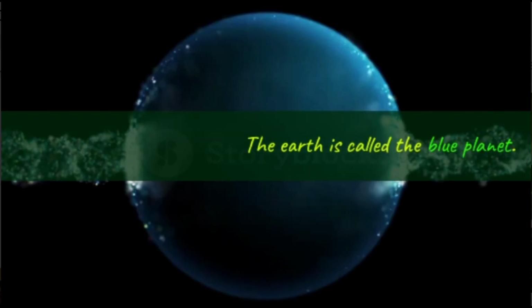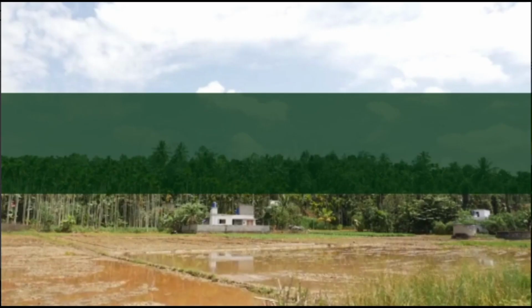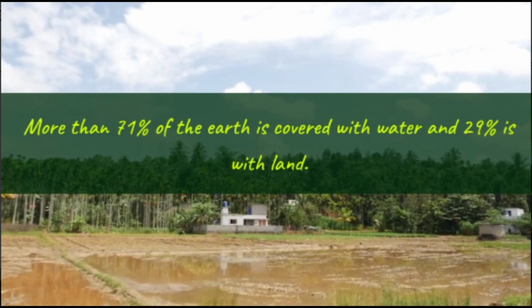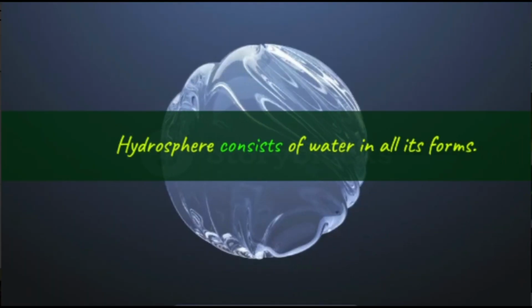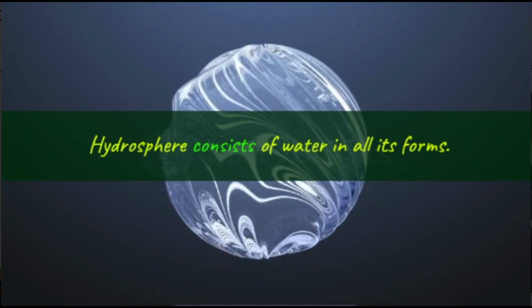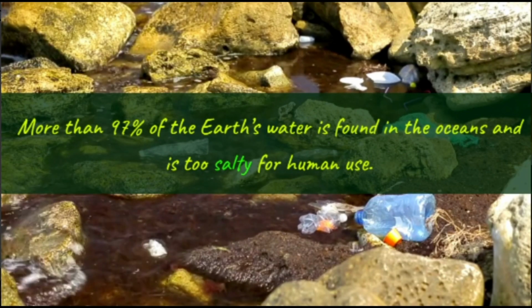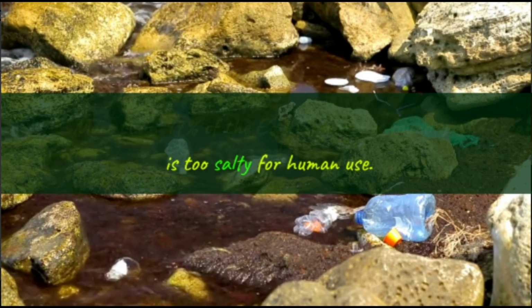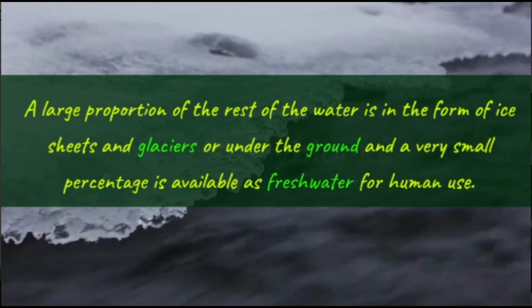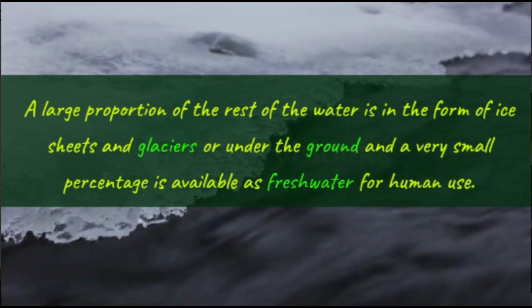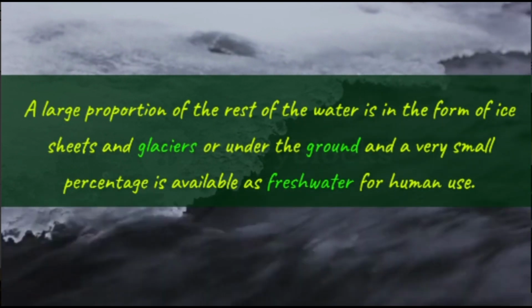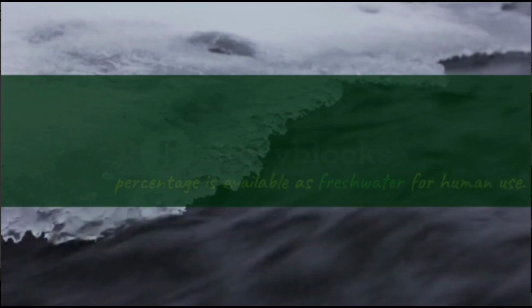Hydrosphere. The Earth is called the blue planet. More than 71% of the Earth is covered with water and 29% is with land. Hydrosphere consists of water in all its forms. More than 97% of the Earth's water is found in the oceans and is too salty for human use. A large proportion of the rest of the water is in the form of ice sheets and glaciers or under the ground, and a very small percentage is available as freshwater for human use.